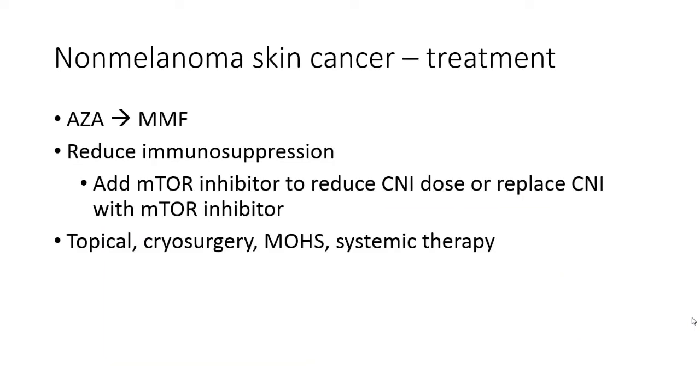So treatment, if they're on azathioprine, it's recommended to potentially switch to a mycophenolate. Reduce immunosuppression in general, so you can add an mTOR inhibitor, then that lets you bring down your calcineurin inhibitor dose, or you can just replace the calcineurin inhibitor with an mTOR inhibitor. And that's thought to not only help with reducing the immunosuppression in general, mTOR inhibitors are thought to have some tumor suppression effects. They block tumor angiogenesis, so some anti-neoplastic properties.